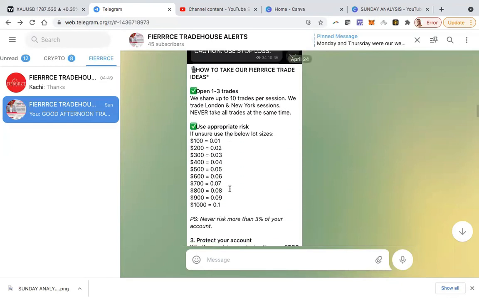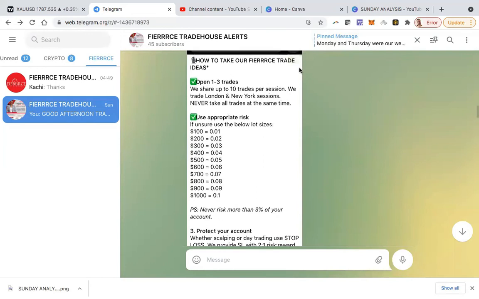So this post here shows you step one, open 1 to 3 trades at a time. In my initial long video, I've described how you can do that, and I have given you my personal preference. I usually take 1 to 2 trades at a time, or 1 trade at a time. We share up to 10 trades per session. We trade London and New York sessions. Never take all trades at the same time. Never, ever take all trades at the same time.